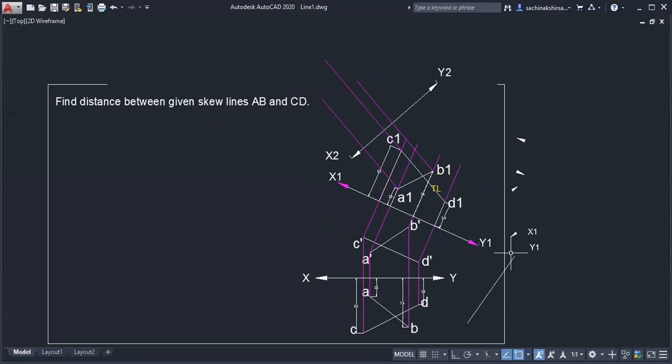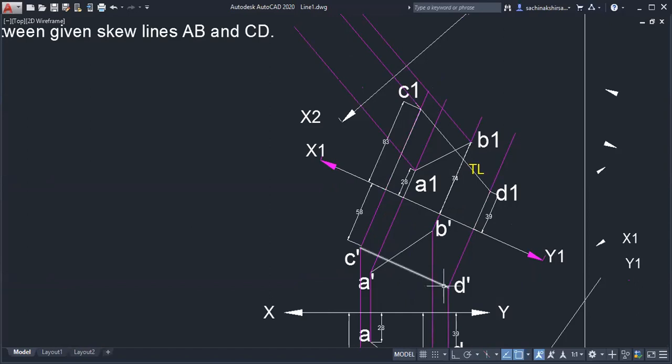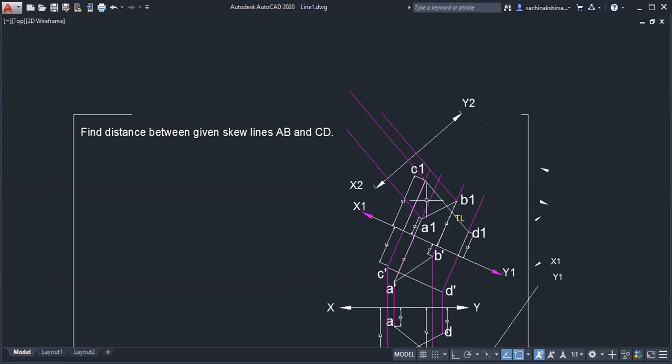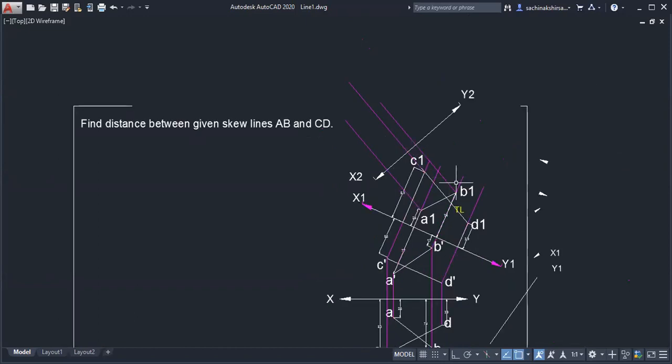So let us mark those distances. And you tell me about the view, what you are getting. What will happen for line CD? What will you get? A point view. Here you are going to get the point view for line CD, because in that view, line C dash D dash is parallel to X1 Y1. That's why we are going to get the point view of CD. Okay, so let us mark that also.